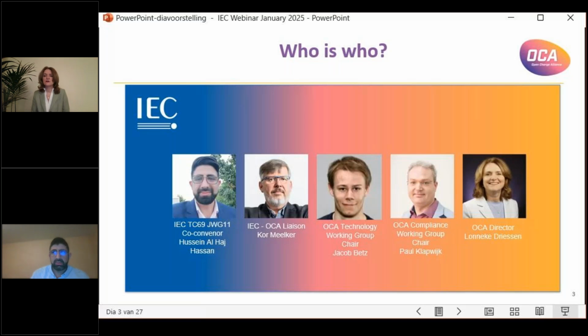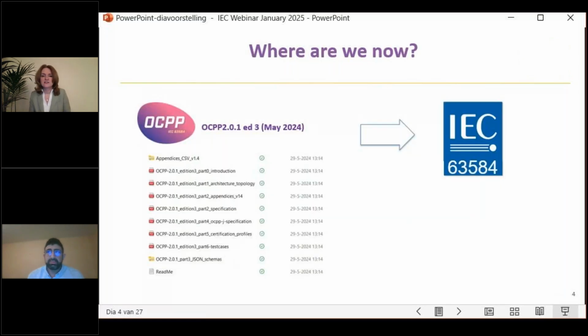He is the chair of the Open Charge Alliance Compliance Working Group. And within OCA, the Compliance Working Group is responsible for developing the test cases that are part of the specification, which in OCPP terms are the parts 5 and 6 of the specification. So now you know all the persons that are involved in the structure of developing OCPP/IEC 63584. But first of all, I'd like to ask Hussein to explain to us where we are at the moment.